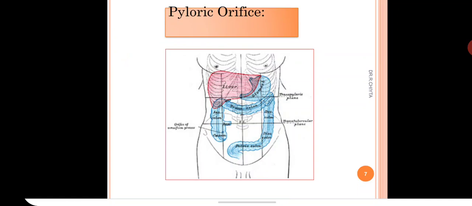What is the other name of the transpyloric plane? Addison's plane. Some other structures also lie at this level.